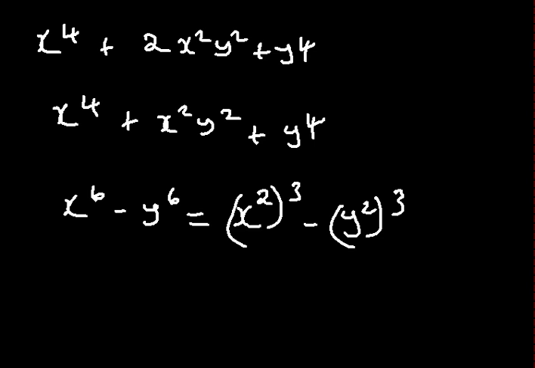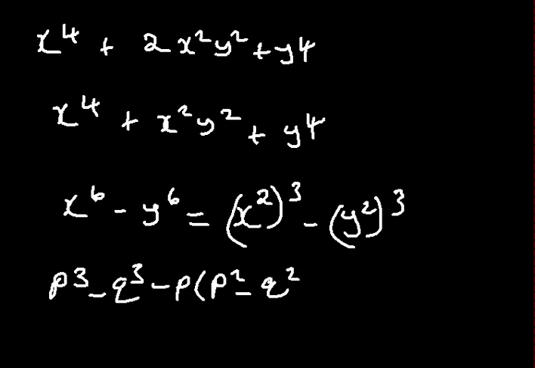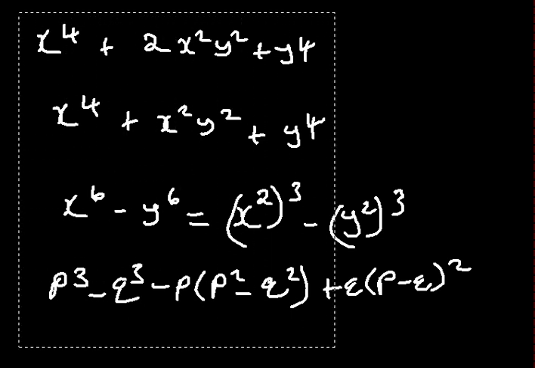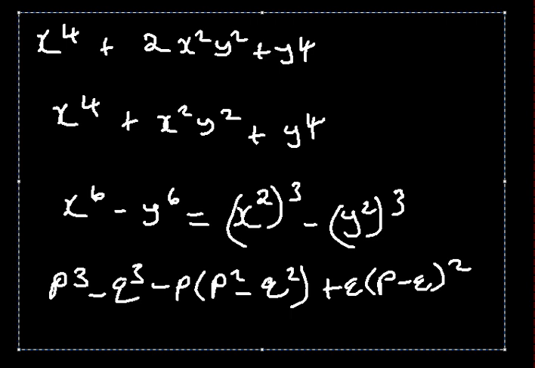Let's say we have b to the power 3 minus q to the power 3 minus b, and we have b squared minus, let's say, q squared, plus q and b minus q all to the power 2. How should you factorize that one? So try that one at your own time as well.